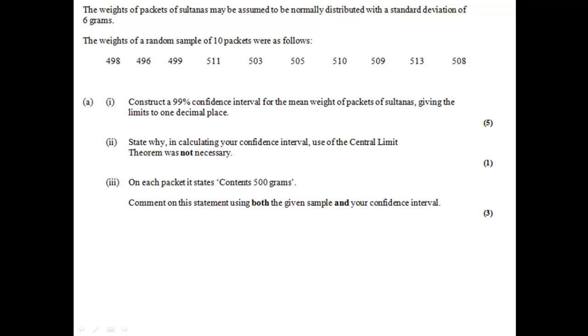The following video works through an exam question on estimation and confidence intervals. We'll start by reading the question. The weights of packets of sultanas may be assumed to be normally distributed with a standard deviation of 6 grams. We have here the weights of a random sample of 10 packs, and we're being asked initially to construct a 99% confidence interval for the mean weight of packets of sultanas, giving the limits to 1 decimal place.